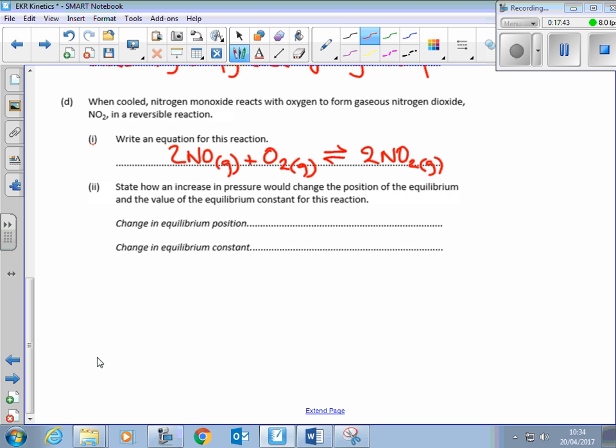So the change in the equilibrium, you've only got to state it on here. You haven't got to explain it. So it moves to the right. And what effect does it have on Kc? Yeah, no effect. Right.